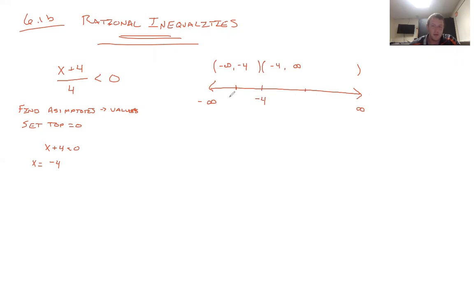Now how I would do it is I would just plug in a number. So negative 5, let's say, and 0. I'm going to plug in negative 5 and I'm going to plug in 0, and see if it's less than 0. So let's do negative 5 first. Negative 5 plus 4 over 4 should be negative 1 over 4. Is that less than 0? And the answer is yes. So this interval is your answer. And then we need to check this one. So is 0 plus 4 over 4, which would be 4 over 4, which is 1, less than 0? No. So your answer to this question is from negative infinity to negative 4.